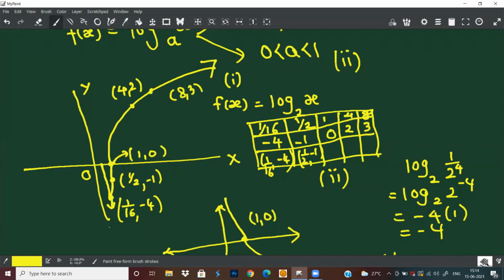So this way it will be the graph of f of x is log of x to the base a, where a is greater than 1. Are you clear, Ayush? Understood? Anybody else? Yes. Okay. This is (4, 2), and this is (8, 3).